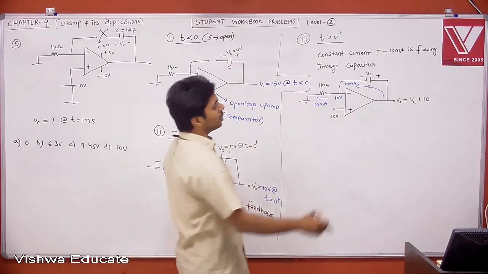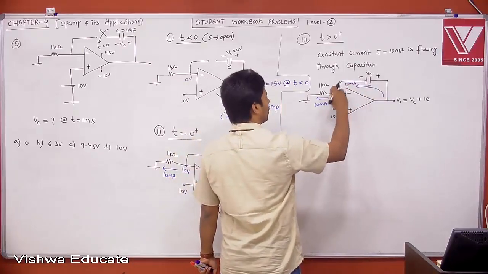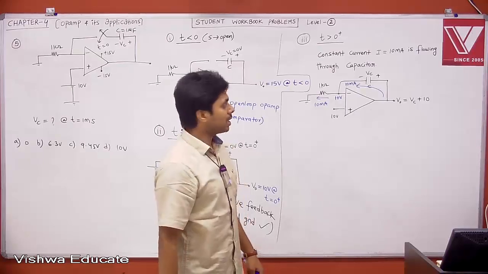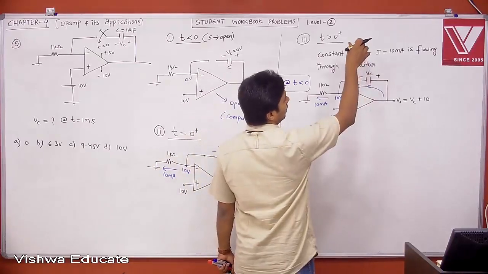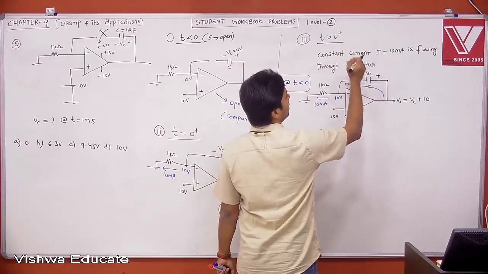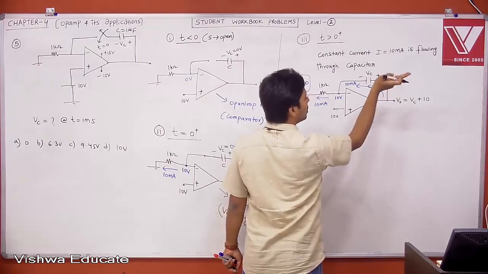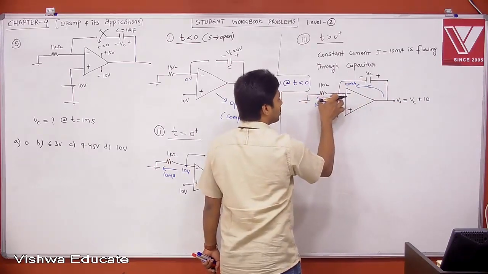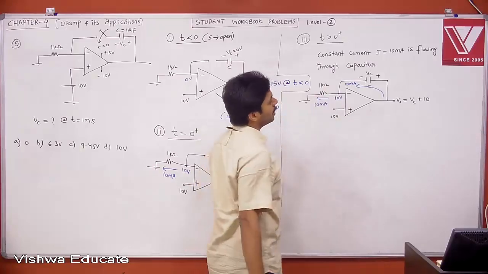But now, as the current is flowing through it, the voltage across the capacitor is increasing linearly. When Vc is increasing, your V0 is also increasing, because V0 with respect to ground is nothing but the voltage across the capacitor plus the voltage at this point with respect to ground, which is 10. Therefore, that is what it is.